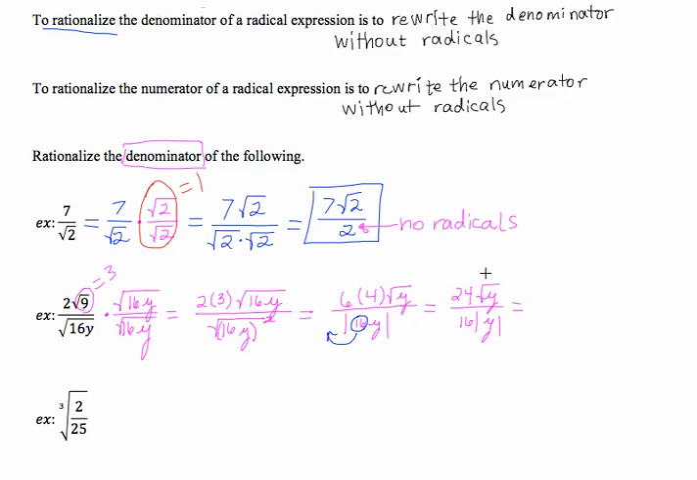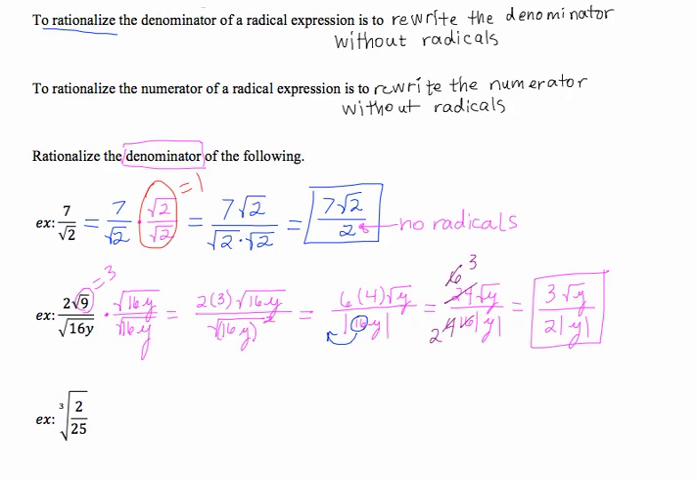24 divided by 16, let's see, we can take a 4 out of both of those. 24 divided by 4 is 6, 16 divided by 4 is 4. Actually, it looks like we could have taken an 8 out of both because that can keep reducing to 3 halves. So we end up with 3 radical y over 2 times the absolute value of y.